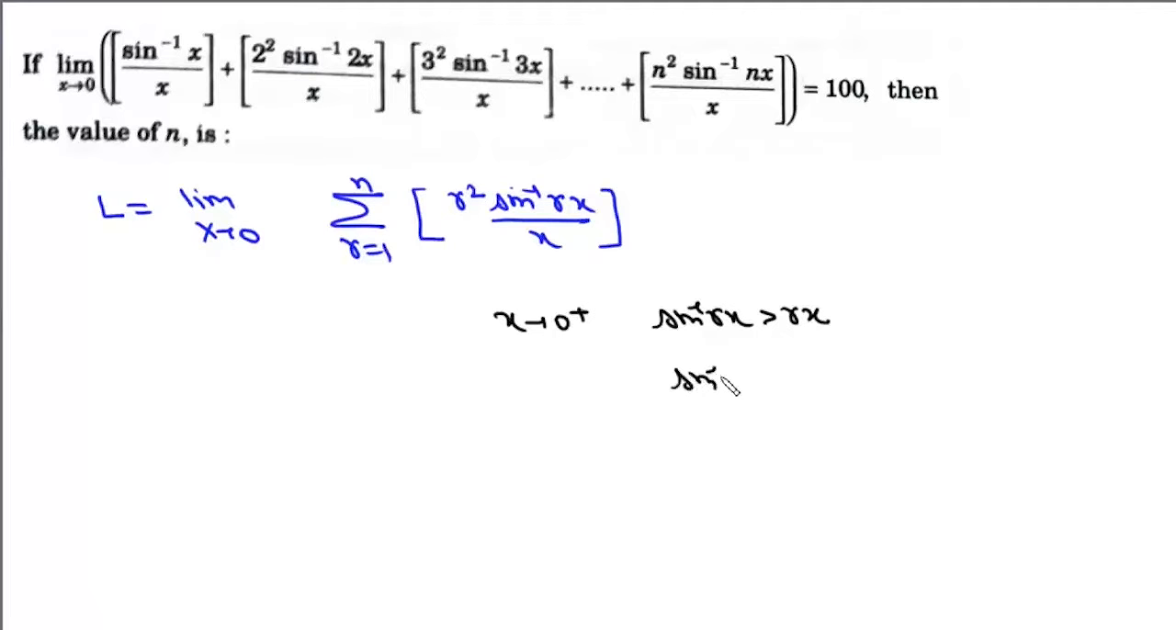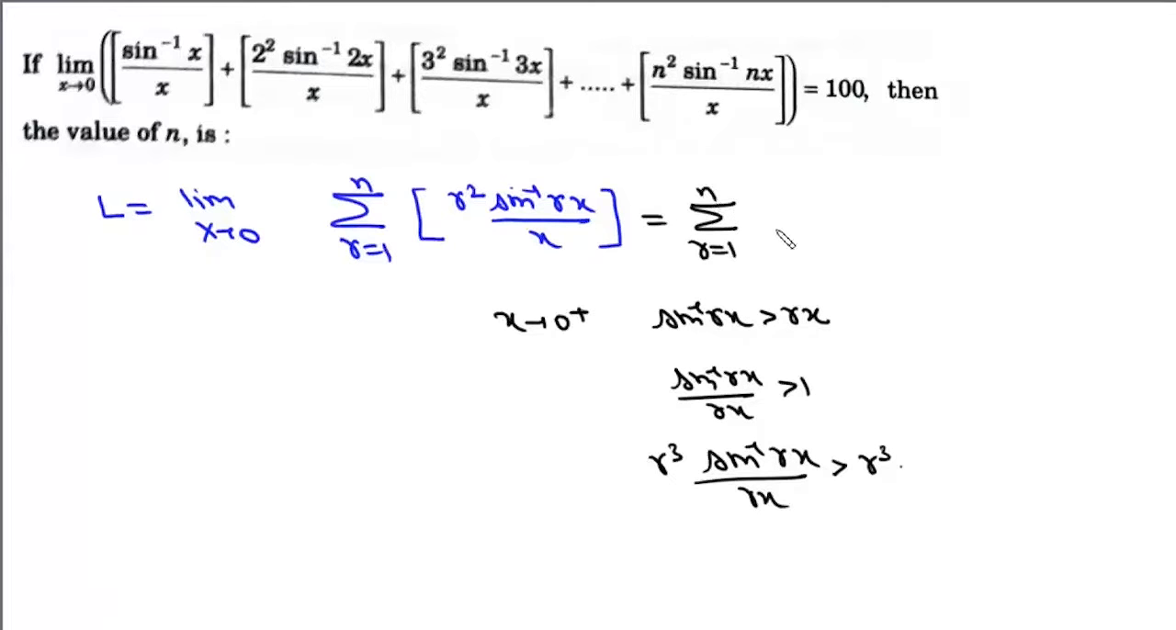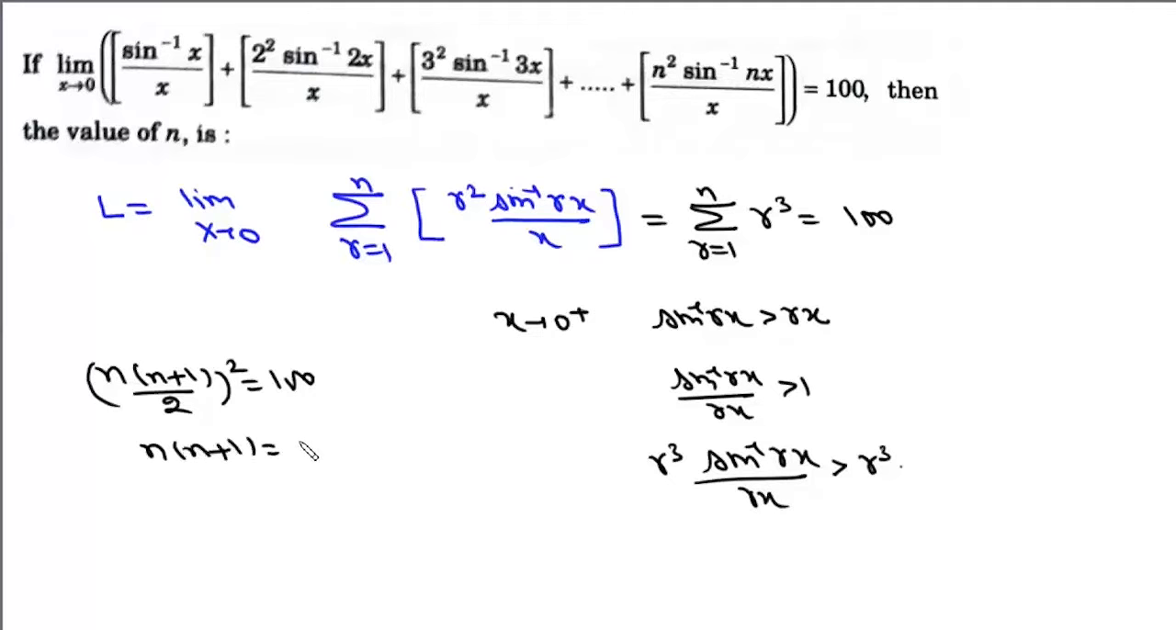So basically sine inverse rx upon rx will be greater than 1, and if we multiply by r cube, then we can write r cube sine inverse rx upon rx will be greater than r cube. So the greatest integer function of r square sine inverse rx upon x is equal to this summation, r varies from 1 to n, r cube, and it is equal to 100. Now this is n plus 1 upon 2 whole square, and this is 100. So we can write n plus 1 will be equal to 20, which is 5 into 4. That means the value of n is equal to 4. So n is 4, and that is the answer to this question.